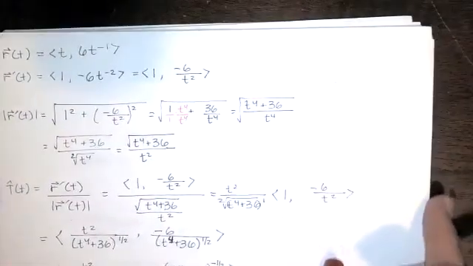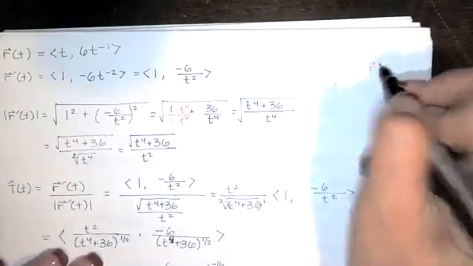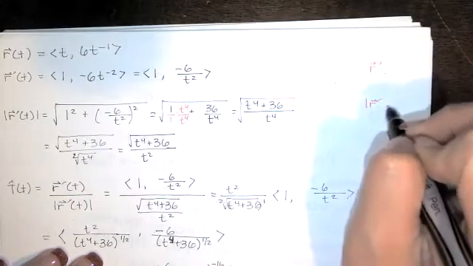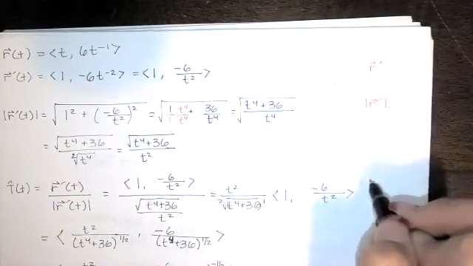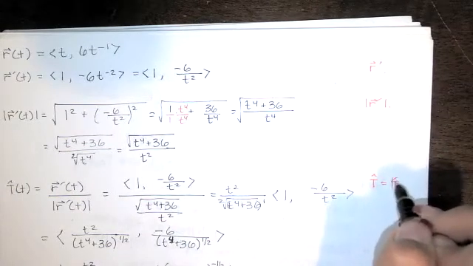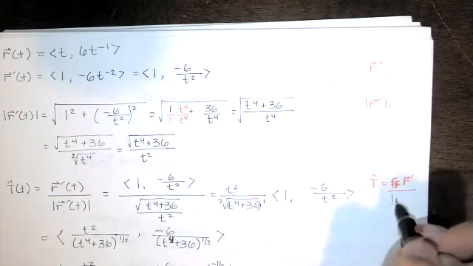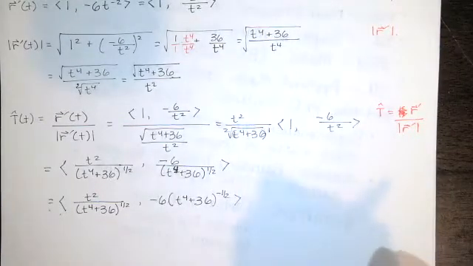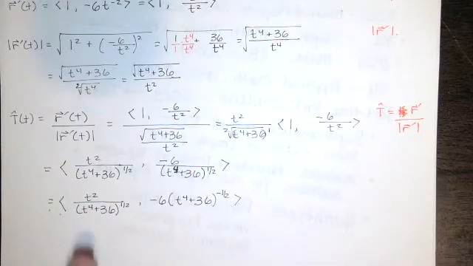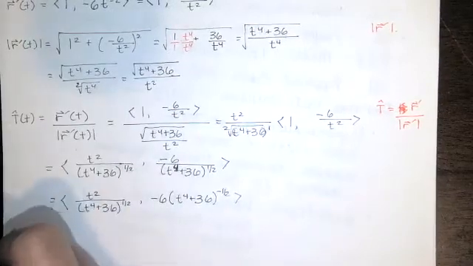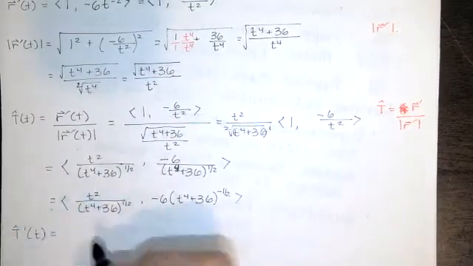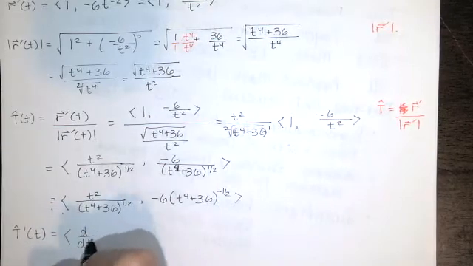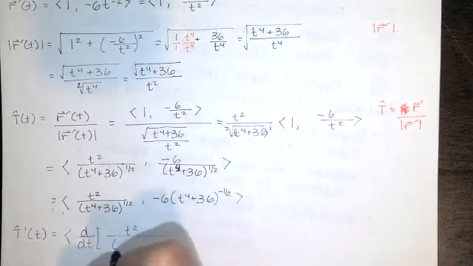Okay, before we go on, let's write down what we did. We computed r prime, then we computed the magnitude of r prime, and then we simplified, and then we computed t hat, which involved taking r prime, the velocity vector, and dividing by the speed to get the unit tangent vector. Okay, now n hat is the derivative of the unit tangent divided by the magnitude of the derivative of the unit tangent. So we're going to take the derivative of this now, getting ready to use that formula. The derivative of a vector valued function can be found by differentiating component by component.